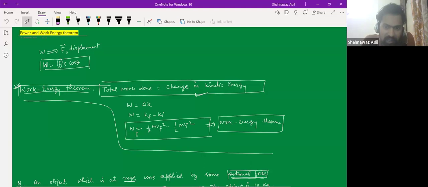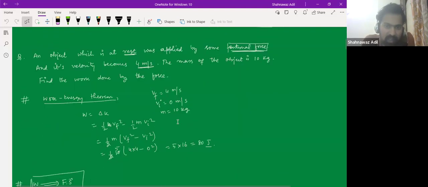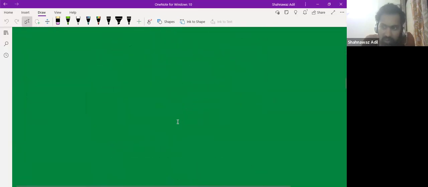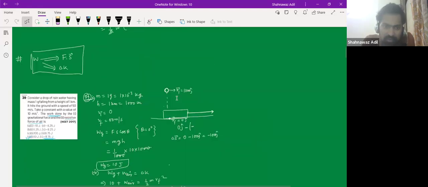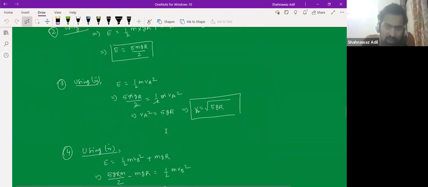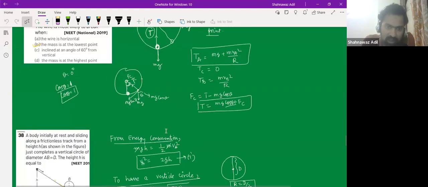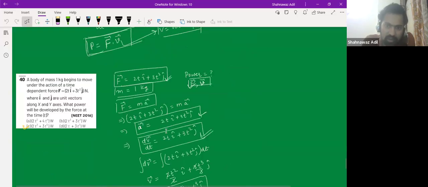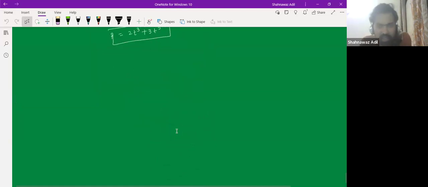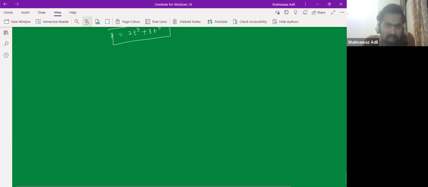So this relation is very, very important, and we will use this relation. And we will also use, okay, so what is happening? Why is this blank? Yeah, so we will also use the vertical circle. So let us understand the vertical circle first. And then we'll do one question and then we'll get back to the work energy theorem.